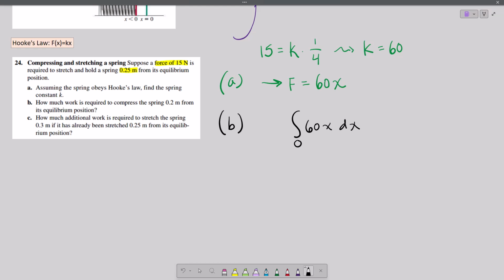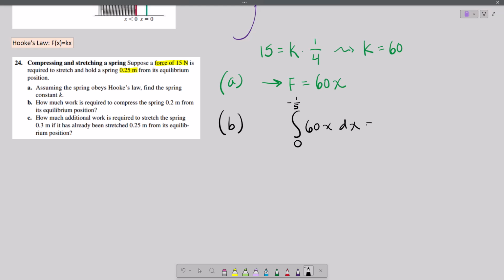Well, it matters in the answer. It's not going to matter. It's going to be the same amount of work. If you want to compress a spring 0.2 or stretch a spring 0.2, it's going to be the same work. If we want it to match the physical situation, we definitely want to put in that, and I'm going to write that as a fraction. So that matches the physical situation.